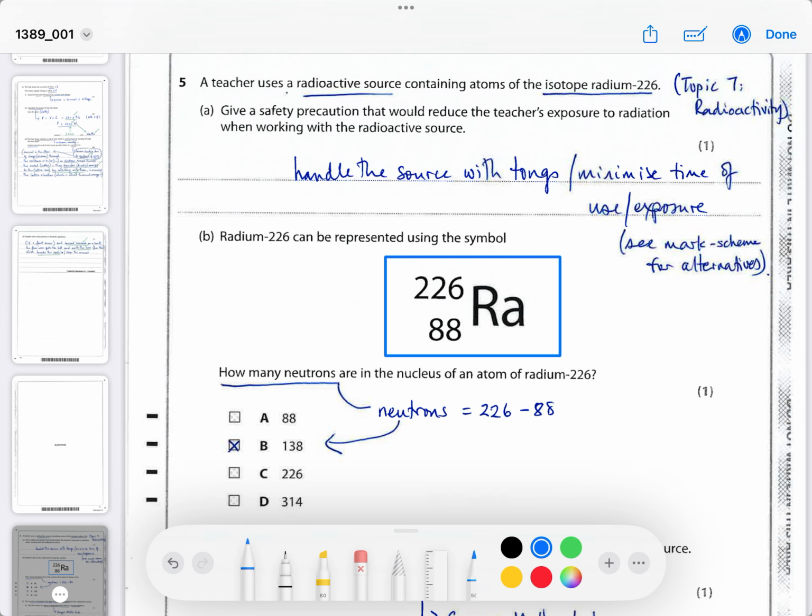So it's quite a large nucleus. How many neutrons are there? Well, if you take away the 88 from the 226, you will get the number of neutrons. I hope that makes sense. All right, so that's basically how you've got to do it. The difference between the two numbers is the number of neutrons, and it's just something you need to know how to do.